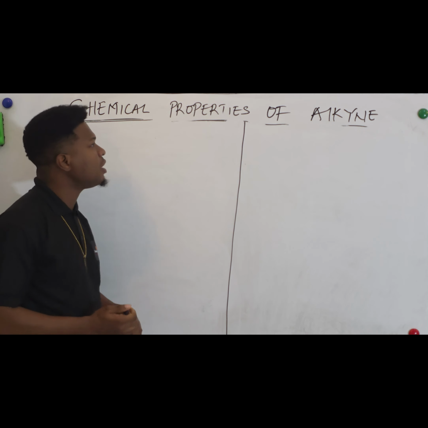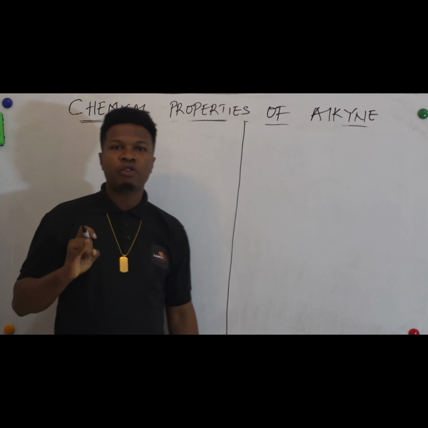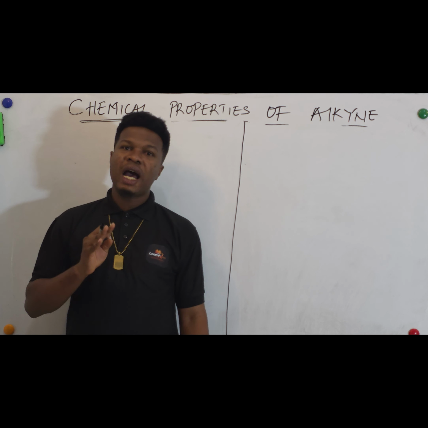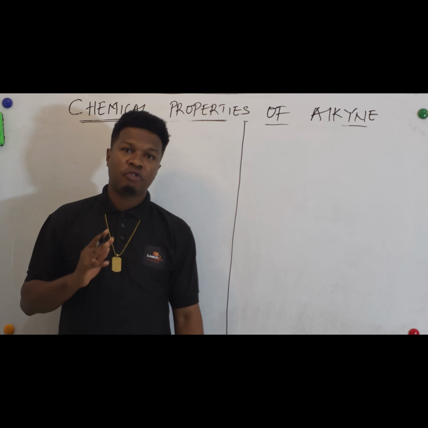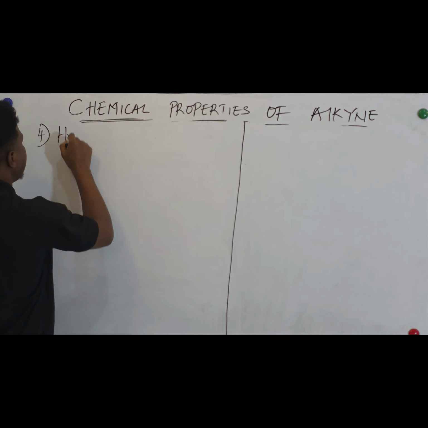The next reaction we are going to consider for alkyne is hydration. Remember, we have done hydrogenation of alkyne, we have done halogenation of alkyne, we have done hydrohalogenation of alkyne. So the fourth reaction I'll talk about now is hydration.